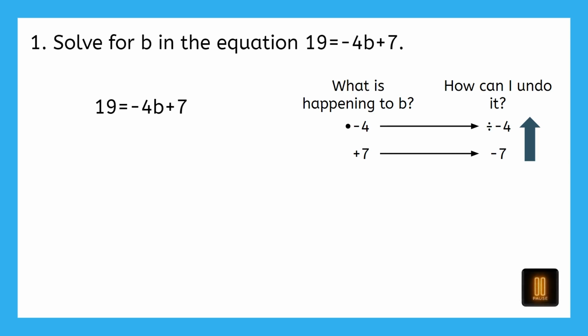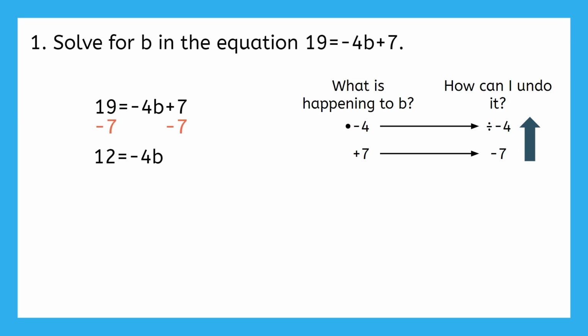Pause the video now and do it yourself. On the right side, I'm going to combine my constants since they're like terms. Positive 7 minus 7 makes 0, and I don't have to write 0, so this is just negative 4b. On the left side, 19 minus 7 makes 12.